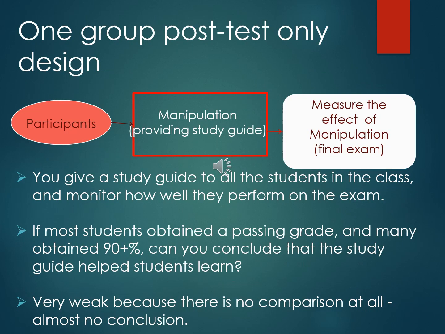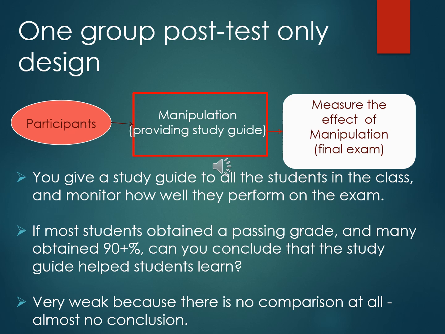So there are many different kinds of quasi-experimental studies, and some quasi-experimental studies are much more reliable or conclusive in interpreting their findings. So we need to talk about the different kinds of quasi-experimental study. The simplest and the least trustworthy quasi-experimental study is the one group post-test only design.